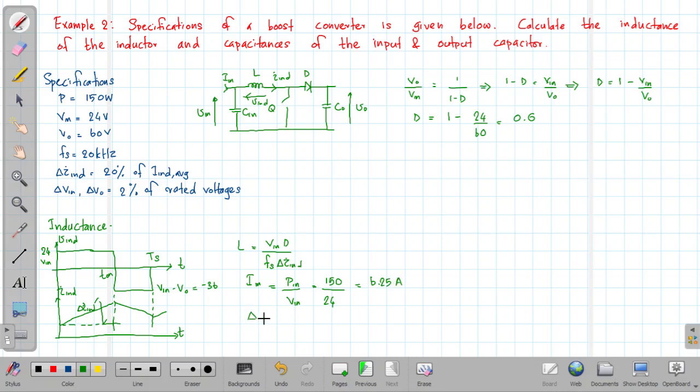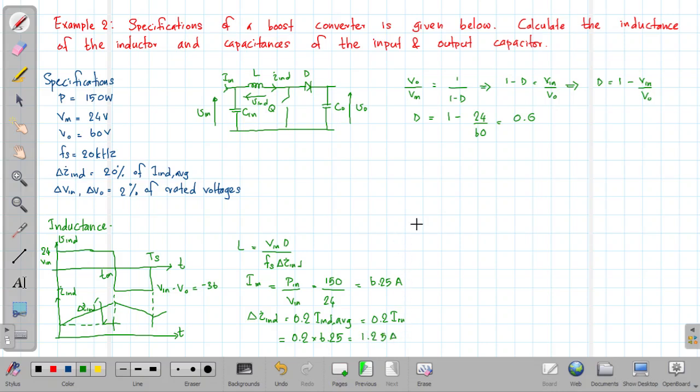We can calculate delta I inductance, which would be equal to 20% of the average inductor current. The average inductor current is equal to I in, because we consider the input current and inductor current to be the same. Therefore, this would be 0.2 times 6.25, which comes to 1.25.